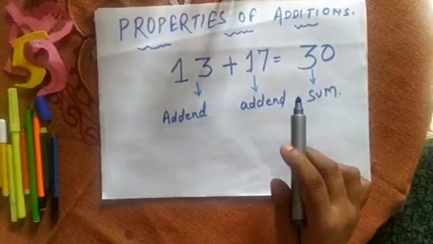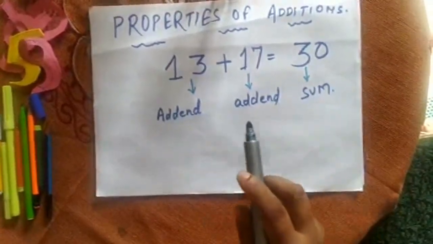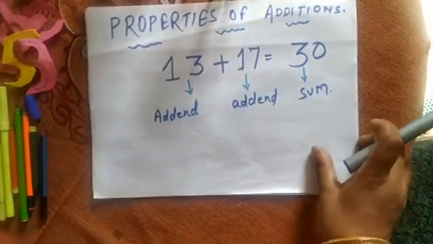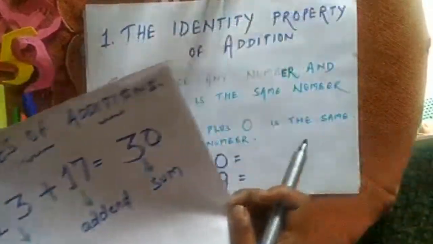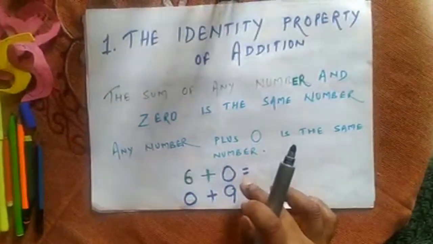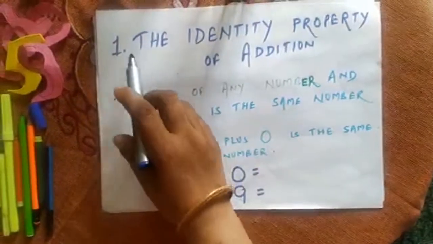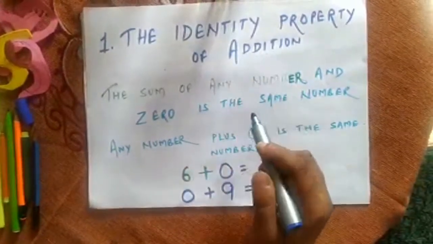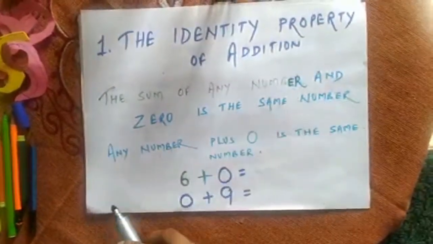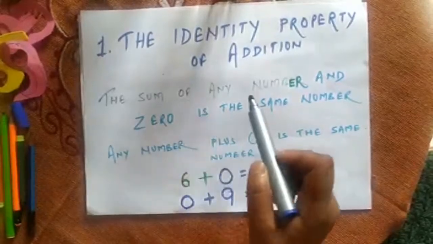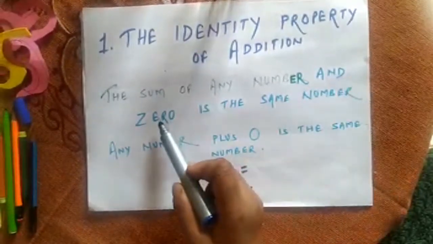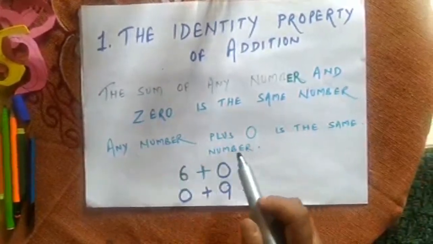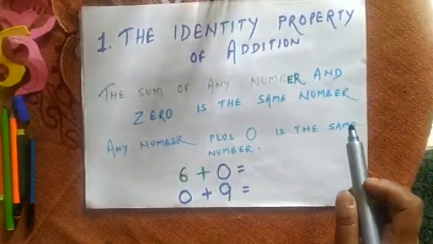Now children, you can use the properties of addition to help you solve an addition problem. The first property is the identity property of addition. What is the identity property of addition, children? The sum of any number and 0 is the same number. Any number plus 0 is the same number.